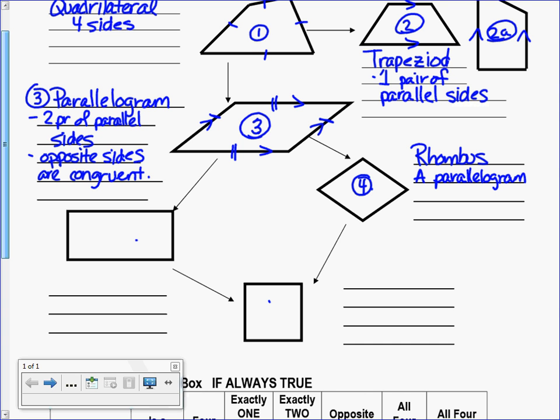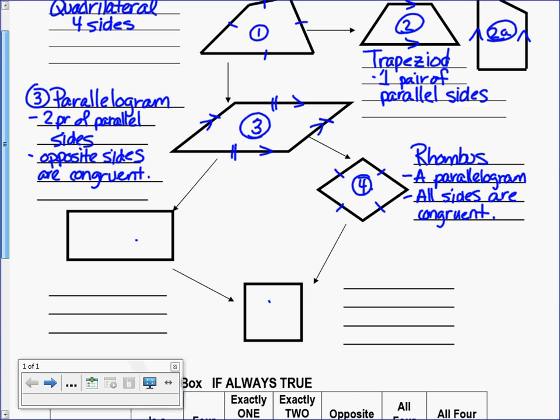A rhombus is a parallelogram. And the main characteristic about a rhombus is that all sides are congruent. So basically, when we say it has two parallel sides, that's our definition of a parallelogram, and that the opposite sides are congruent. So it takes it the next level and says that this side and this side are the same length, as well as this side and this side are the exact same length.